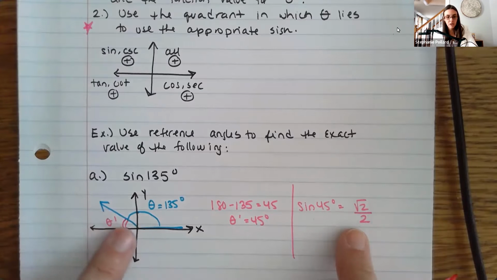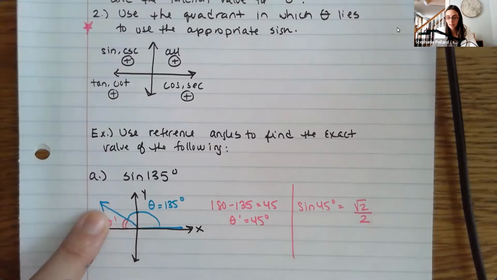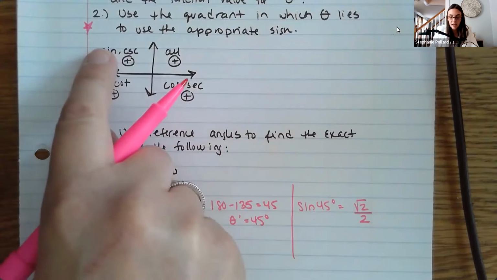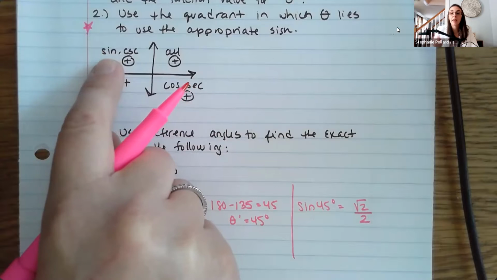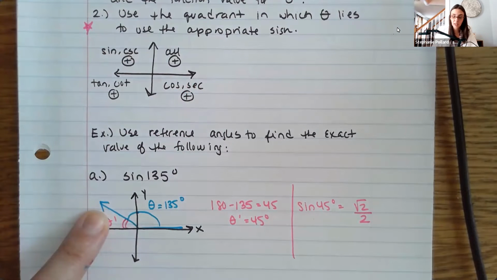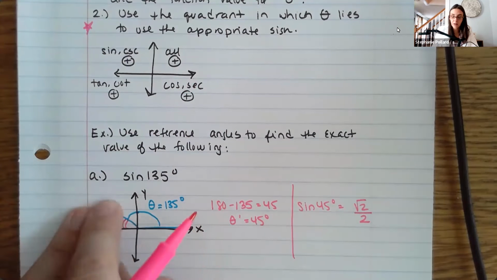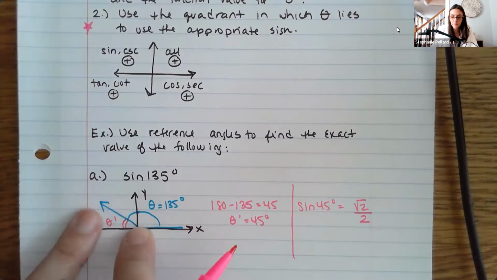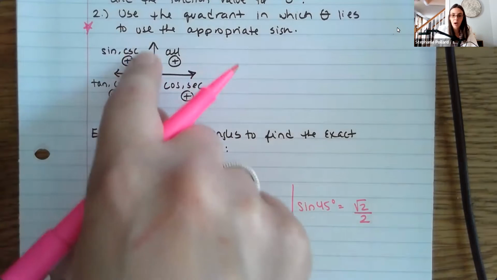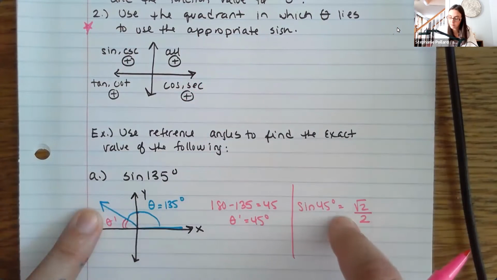So remember, our original angle was actually in the second quadrant. So if I go to my second quadrant, I see that sine is positive, so it actually will stay positive. But you need to check that. So where is your actual angle? Well, my actual angle was in the second quadrant. In the second quadrant, sine is positive, so it will stay positive.